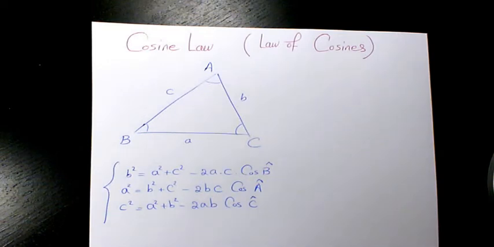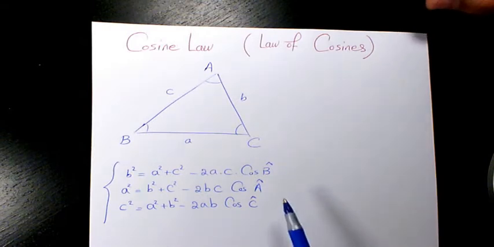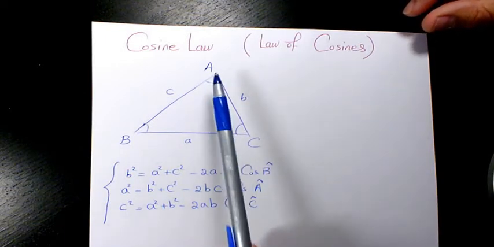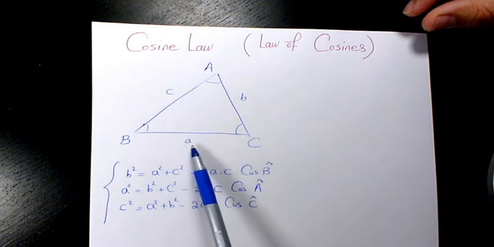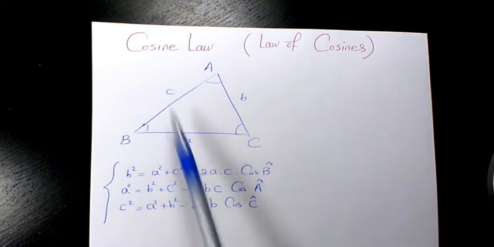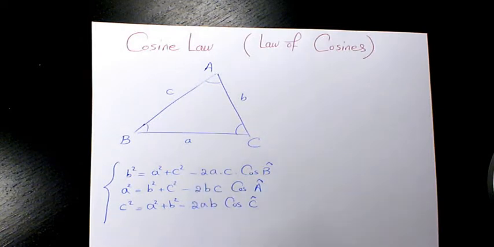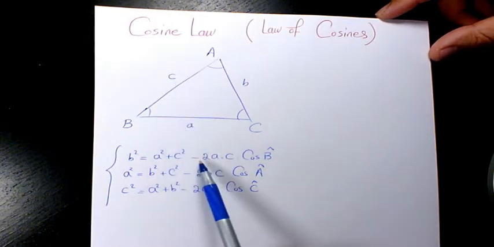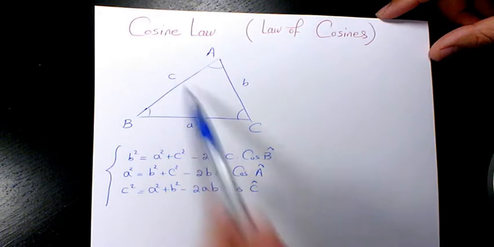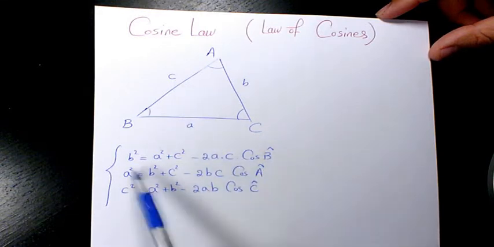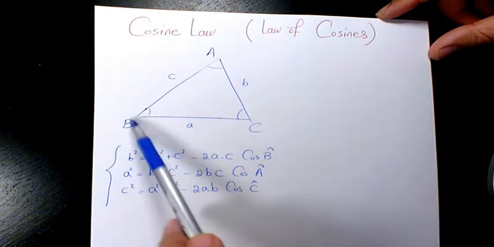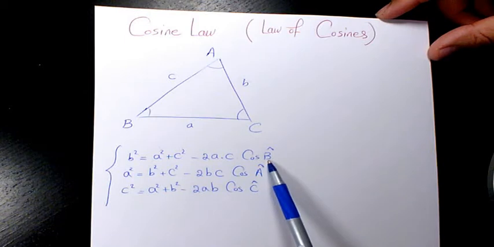Welcome to another video. In this video I want to talk about cosine law or law of cosines. This law is applicable for any kind of triangle, and in the triangle ABC with lengths of lowercase a, lowercase b and lowercase c, we have this kind of relationship. b squared equals a squared plus c squared subtract 2 times a times c times cosine B. We were looking for finding length b, so that's why we need to use the angle B in here.